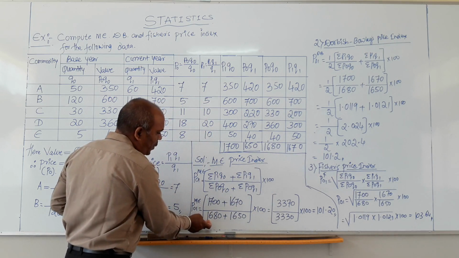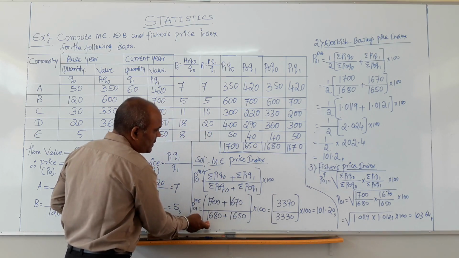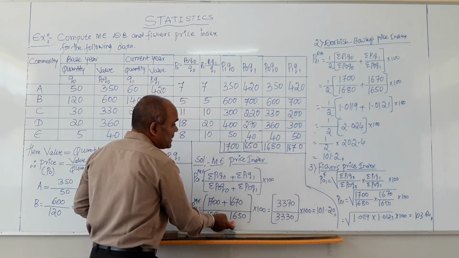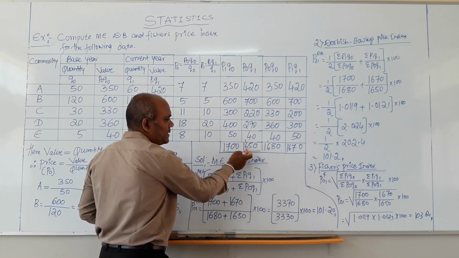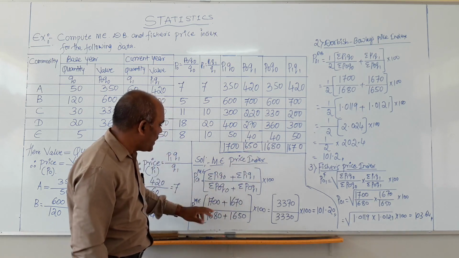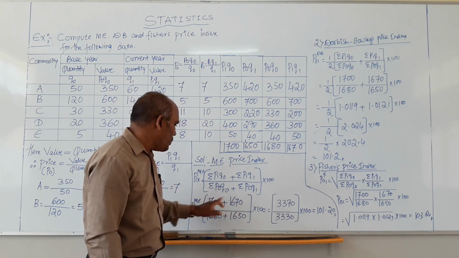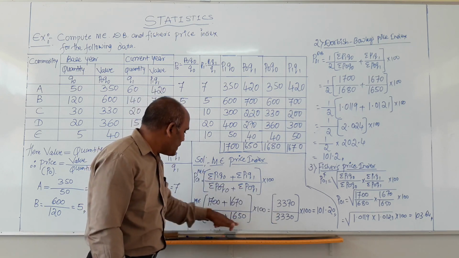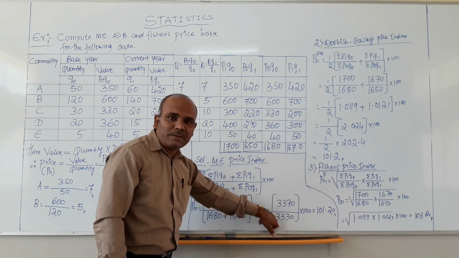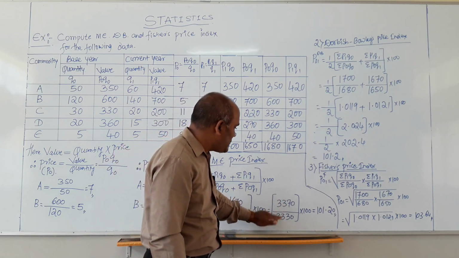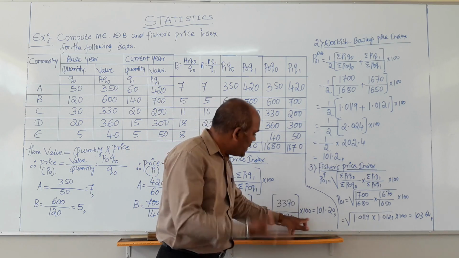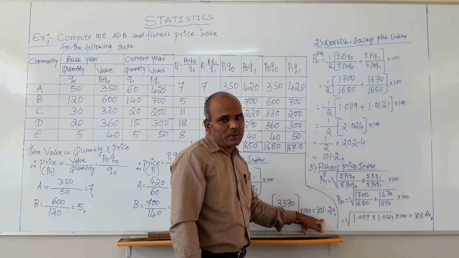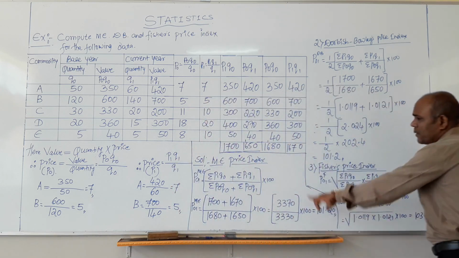then whole divided by summation of P0 Q0, that is 1680, then plus 1650, that is P0 Q1, 1650. Then after calculation, by adding these two values you will get 3370, and by adding these two values you will get 3330. After dividing this, divide it first and multiply it by 100, then you will get the final result, that is 101.20, that is the index of Marshall-Edgeworth.